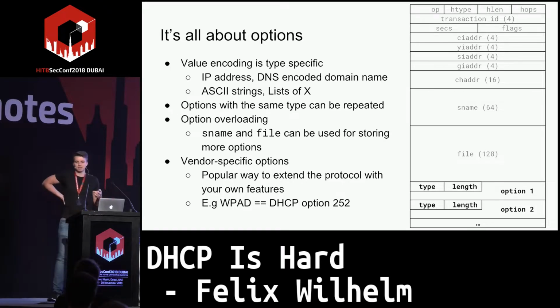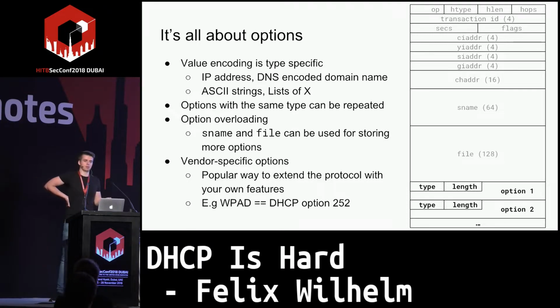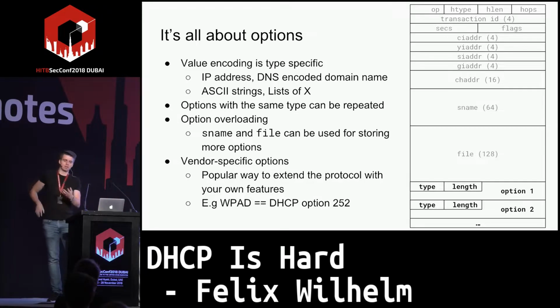You also have a nice feature called option overloading. On the packet you see these big fields, S-name (server name) and file name, and they're 64 and 128 bytes long. They're not used anymore for the original use case. So what people decided is basically, hey, we can stuff more options in these fields so the space doesn't go to waste. Again, this makes parsing slightly more complex.